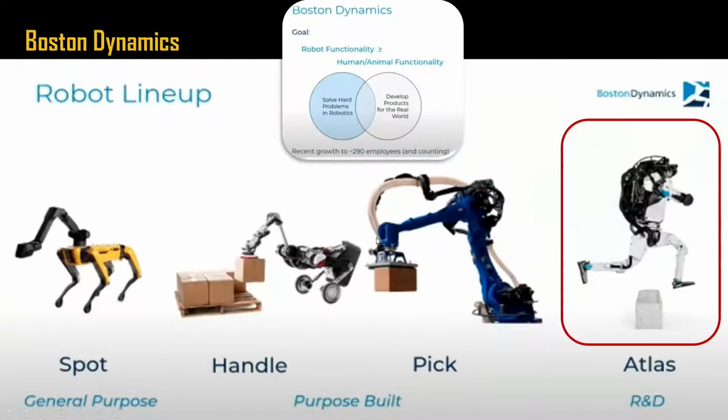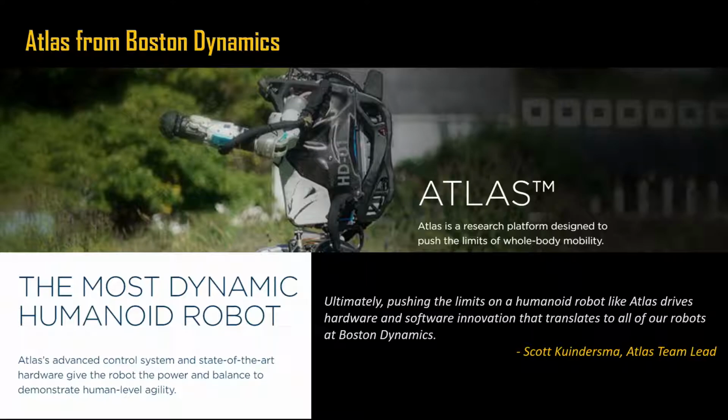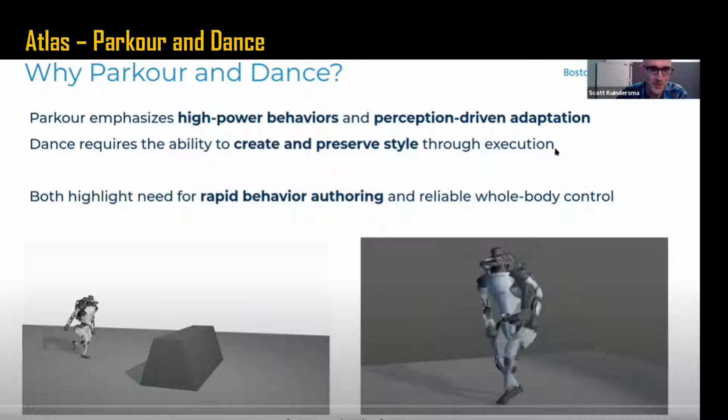With Atlas, the primary focus is not to deploy it in any industry. For now it is basically focused on pushing the research boundaries in robotics, and that is why it is made to perform these hard, complicated problems in robotics. So the focus of Atlas is purely R&D, and it is billed as the most dynamic humanoid robot. I won't go into too much detail about Atlas in general, as we talked about it last time.